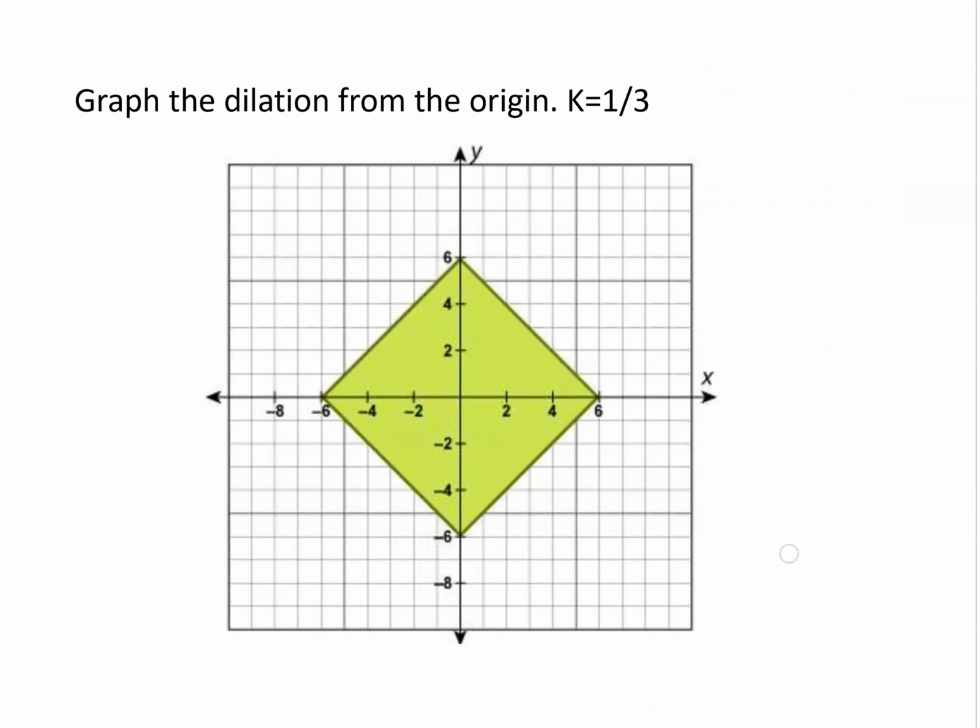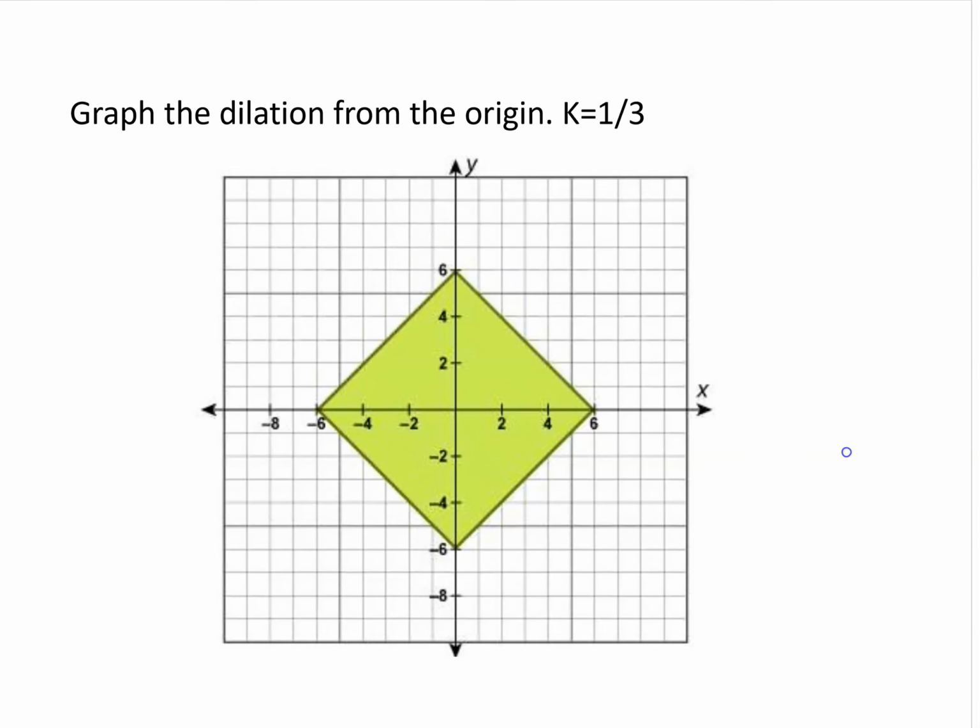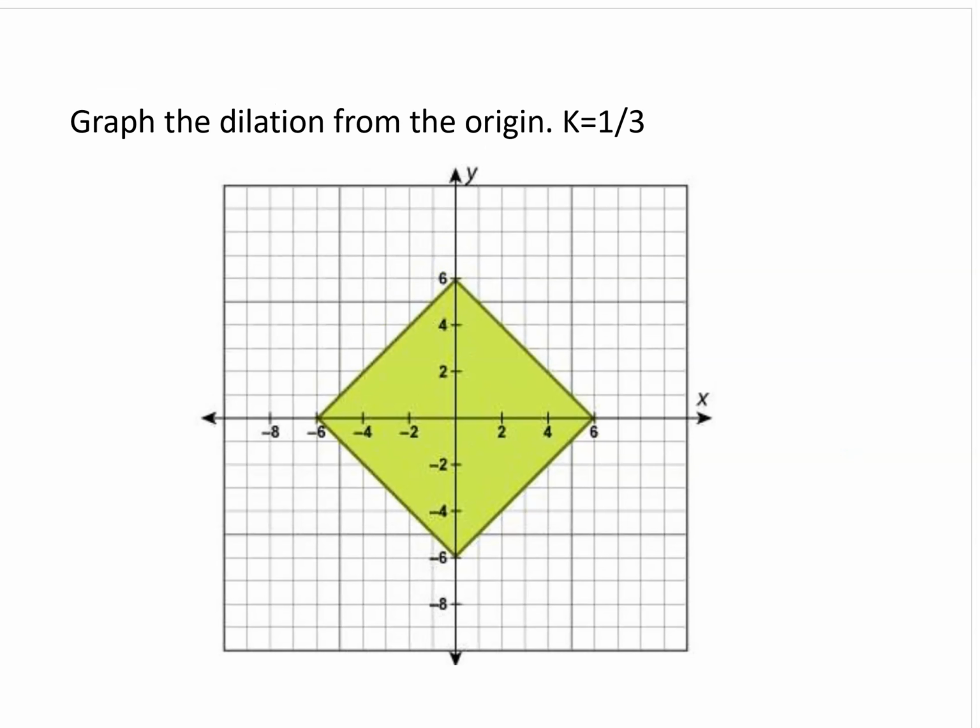Okay, so here from the origin with a scale factor of 1/3, we're going to take this image and reduce it by 1/3. So 6 times 1/3 is 2. So that new point's going to be at 2. This point's going to be at 2. This point's going to be at -2 and -2. So we're just bringing them in each by a factor of 1/3.